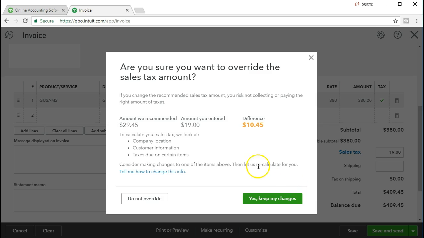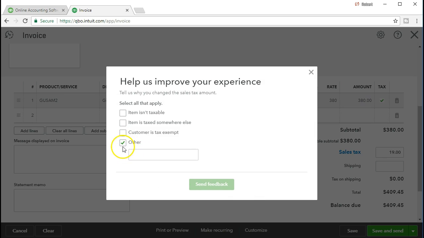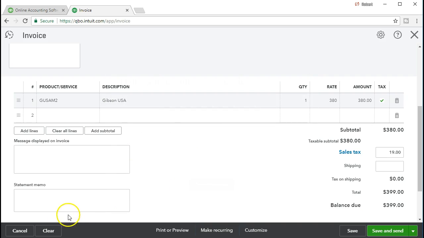QuickBooks is going to say, hey, that doesn't look like the sales tax we calculated. We're going to say, yes, we want to keep it. And I'm just going to tell them it's a practice problem, and that's why we're doing it.